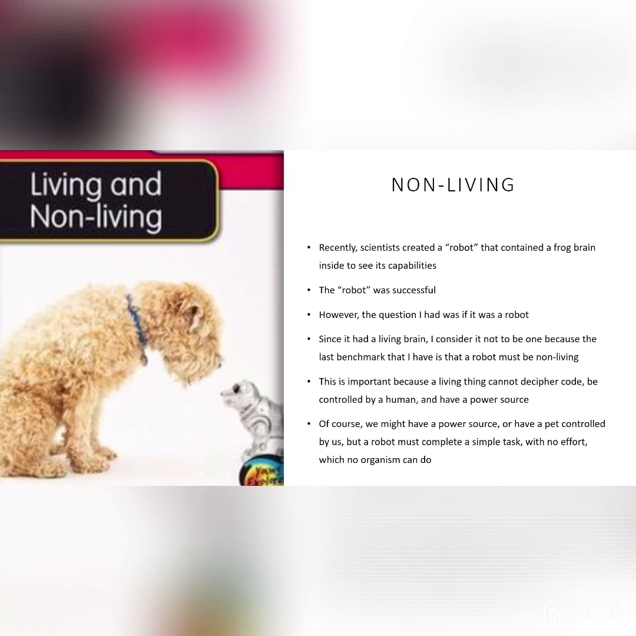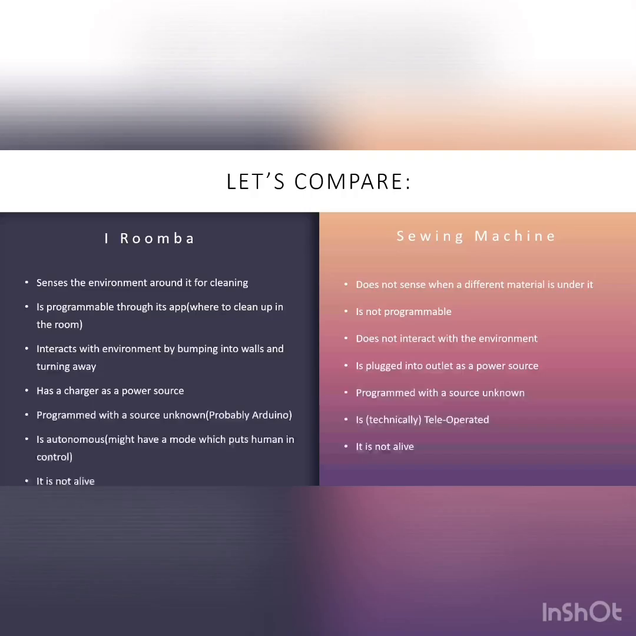This is important because a living thing cannot decipher code, be controlled by a human, and have a power source. Indirectly, of course, we might have a power source like ourselves or organs, or have a pet controlled by us, but a robot must complete a simple task with no effort, which no organism can actually do.